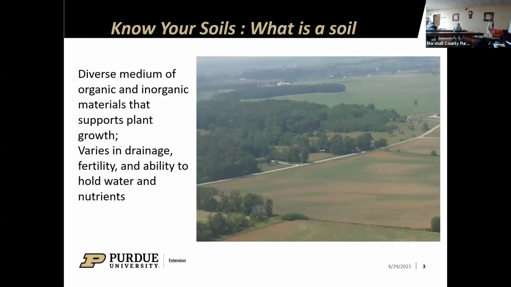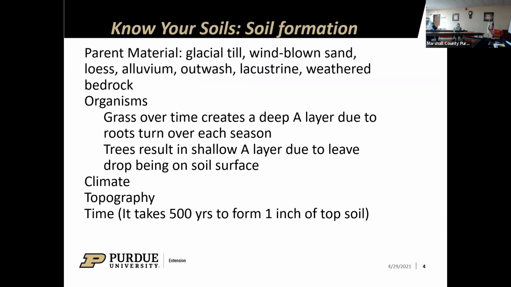So for those who just joined us, we just discussed that soil is nothing more than a medium of organic and inorganic material that supports plant growth, but it's very variable in drainage, fertility, and ability to hold water and nutrients. And this picture shows that. You can see the different colors out in that field, and those would actually be different soil properties being reflected by the different growth of, in this case, what's just naturally growing out in that field early in the season.